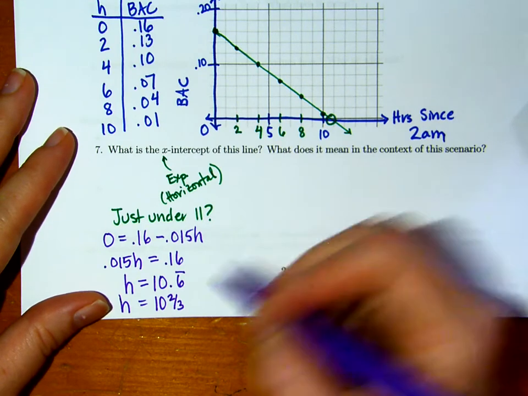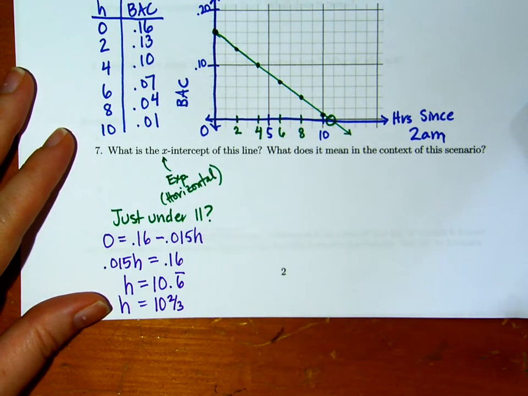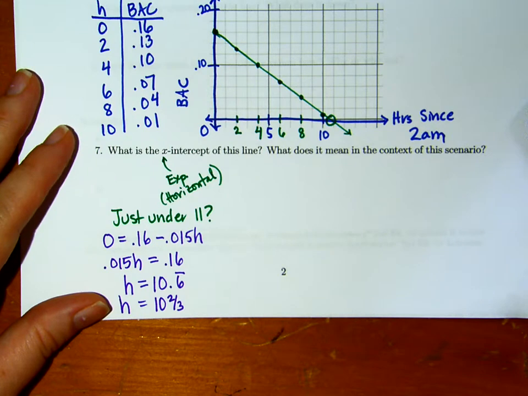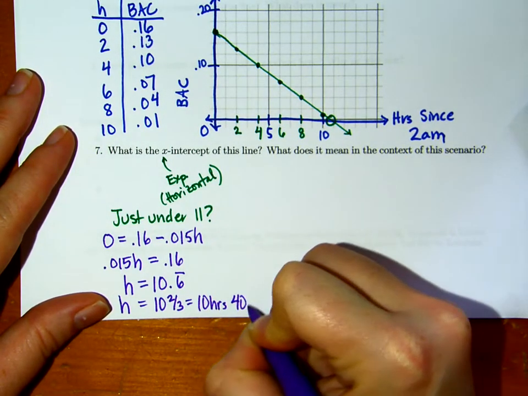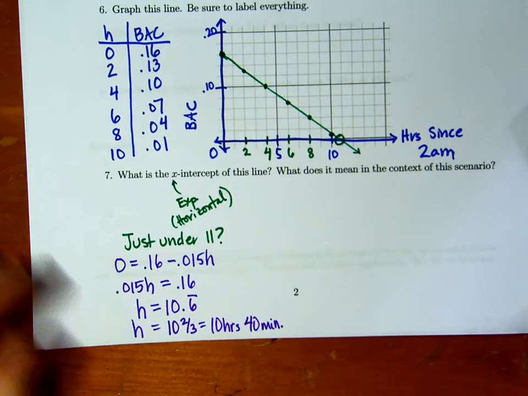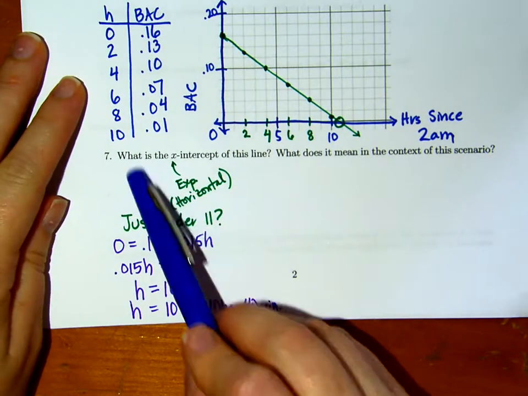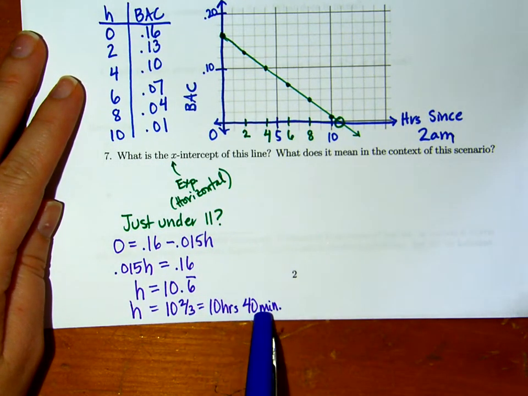Okay, what does that mean? 10 2/3 hours later. What's a third of an hour again? An hour is 60 minutes. Chop it into 3 portions. 60 minutes split into 3 equal pieces. That's 20 each, and this is 2 of them. So this is 10 hours, 40 minutes. Okay, got it. So what is the x-intercept of this line? 10 2/3, or 10 hours, 40 minutes.